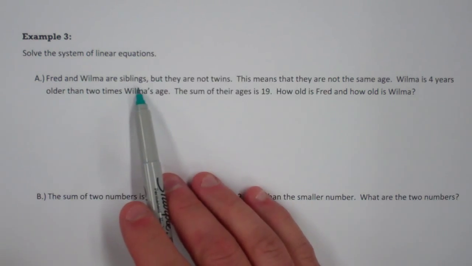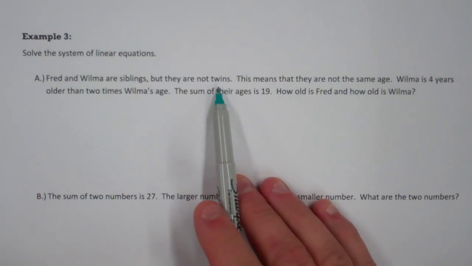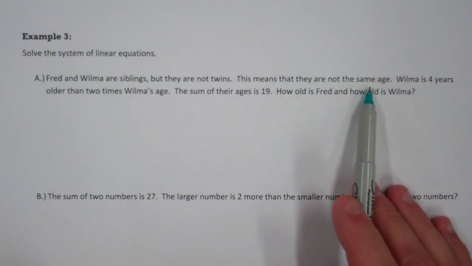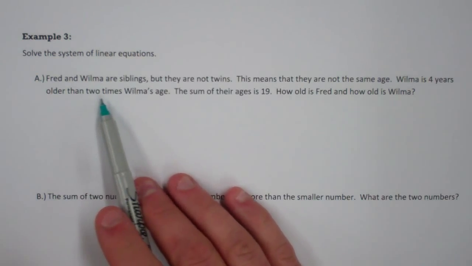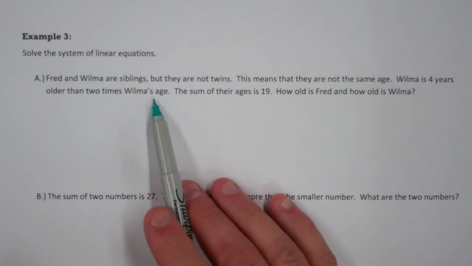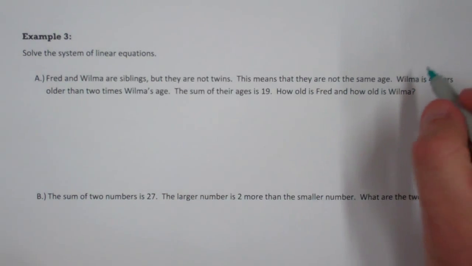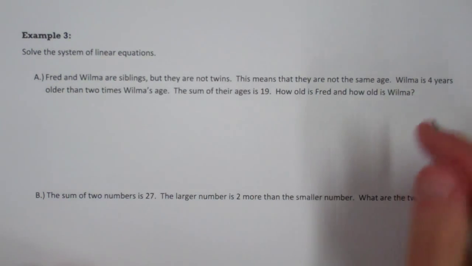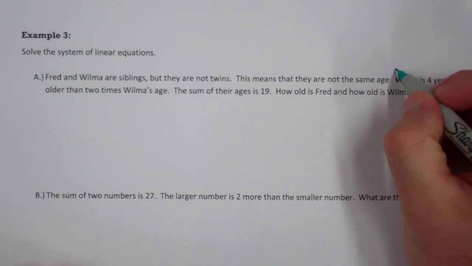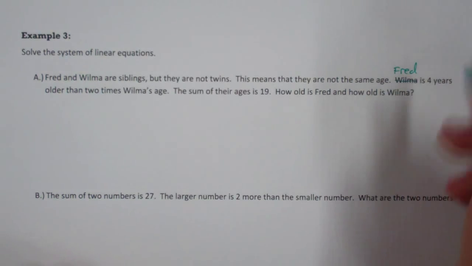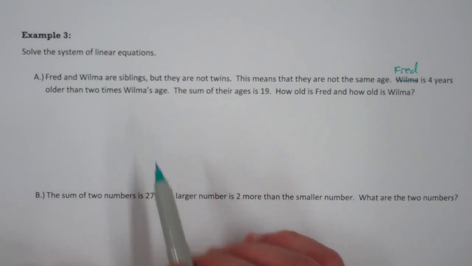Fred and Wilma are siblings, but they are not twins. This means that they are not the same age. Wilma's 4 years older than 2 times Wilma's age. Maybe that's supposed to be Fred, we'll see. The sum of their ages is 19. Yeah, I think that's a typo. So this should be Fred here. Wilma can't be 4 years older than 2 times her own age.